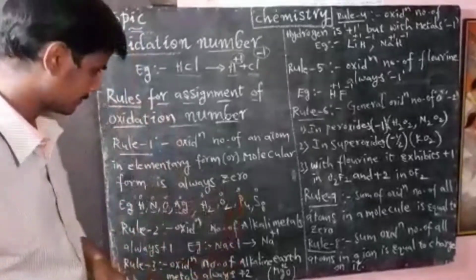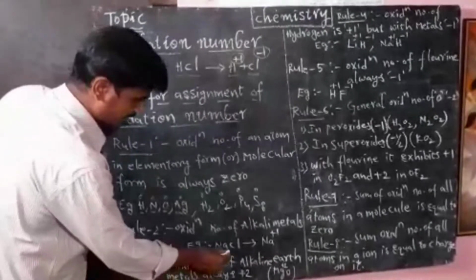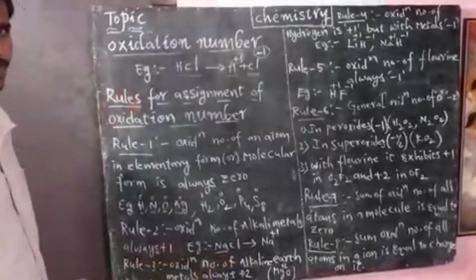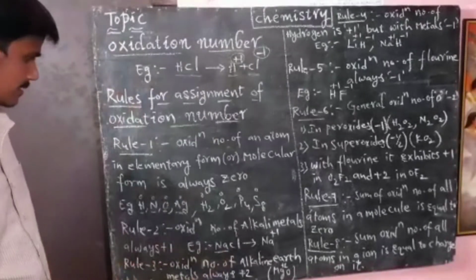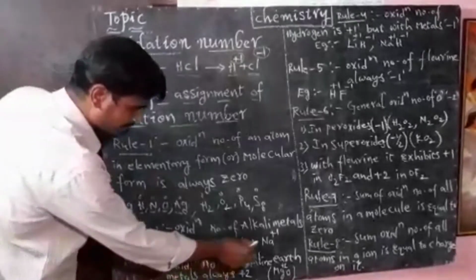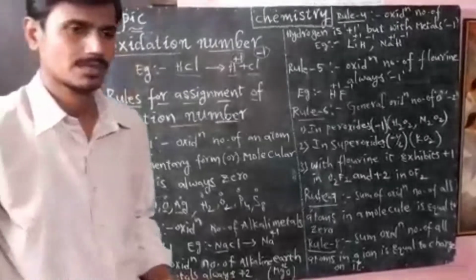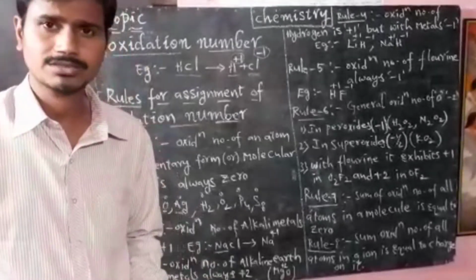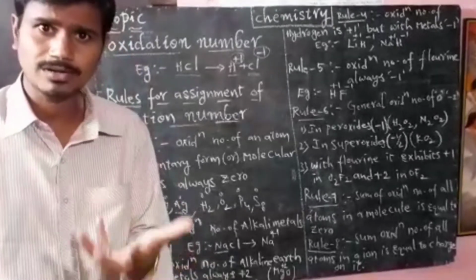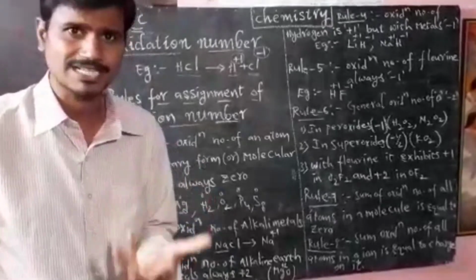For example, NaCl. Here Na belongs to first group A, that is alkali metals, so its oxidation number is +1. If you see potassium in any chemical reaction, its oxidation number is +1. Why? Because alkali metals' oxidation number is +1.